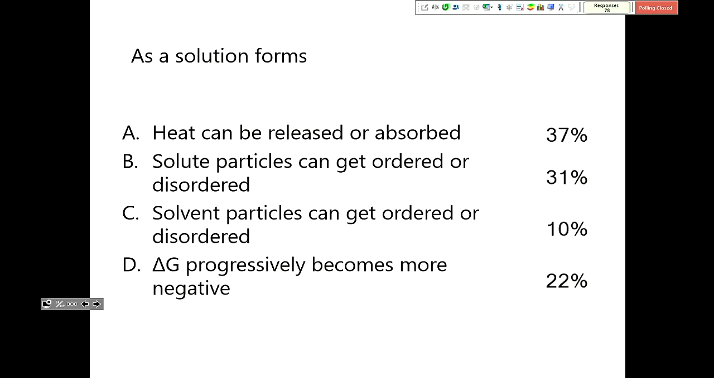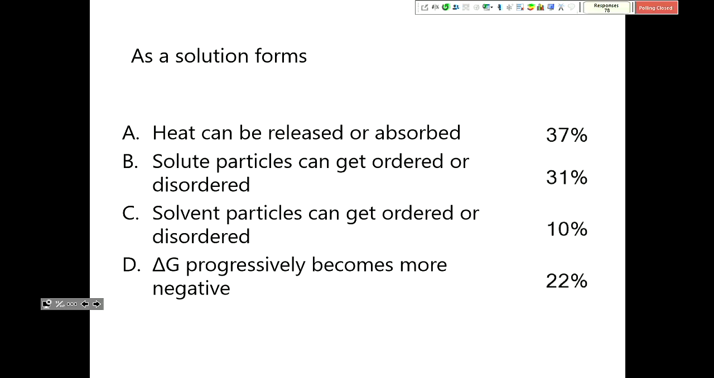Now, what did we say about delta G? The solution continues to form until delta G becomes 0. So what that truly means is that it starts negative because that allows solution to happen. When does it stop? When it reaches 0. So it's progressively getting less negative until it gets to the 0 point, and that's when it stops dissolving. All right? Solute particles always get disordered during solution formation. They will always separate. Solvent particles are always getting ordered during solution formation, because as the solution forms, they are ordering themselves around the solute.